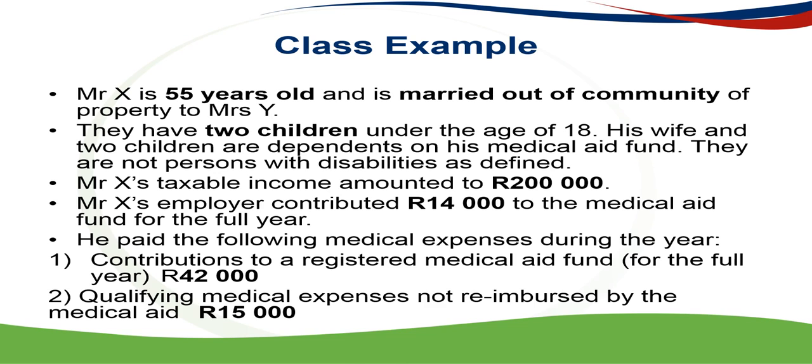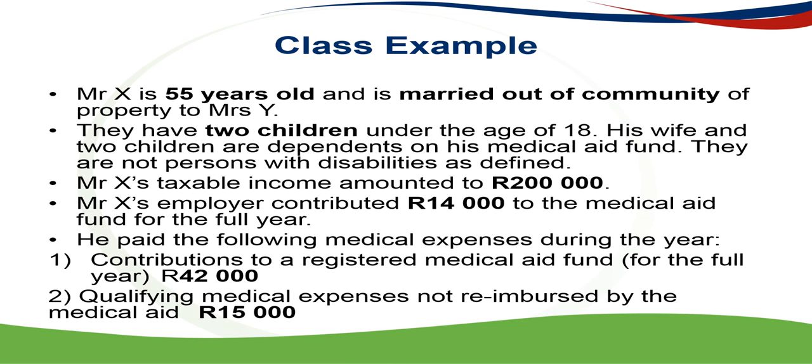Mr. X's taxable income, 200,000. Employer contributed 14,000. So at the beginning of the slides, I told you that in your taxable income framework, don't forget the medical aid fringe benefit that will come in. So this is what I was referring to. Okay. Mr. X paid the following expenses, contributions. So in addition to the 14,000, he paid contributions of 42,000 Rand and qualifying medical expenses not reimbursed.